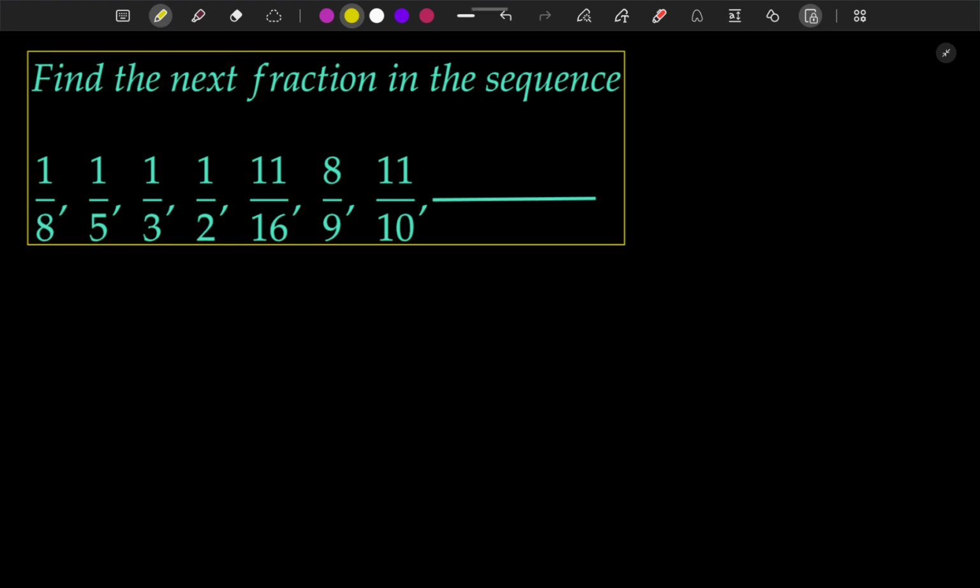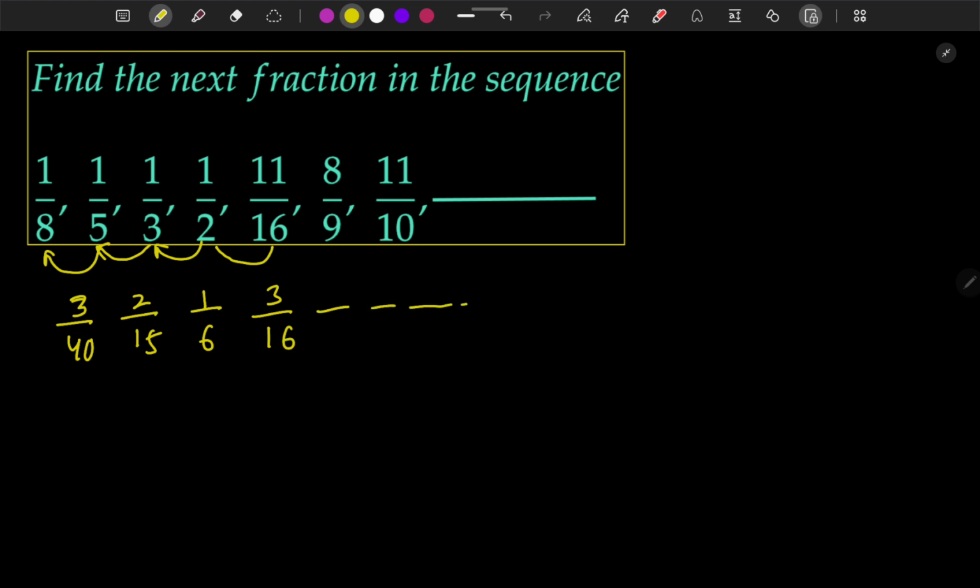Okay, now let us see the difference of these fractions like an arithmetic progression. Here the difference between these two, that is 5 by 40, it is 3 by 40. The difference between these two is going to be 2 by 15. The difference between these two is going to be 1 by 6. The difference between these two is going to be 3 by 16. Okay, and so on, you will get the differences. We don't need to find the rest of the differences.